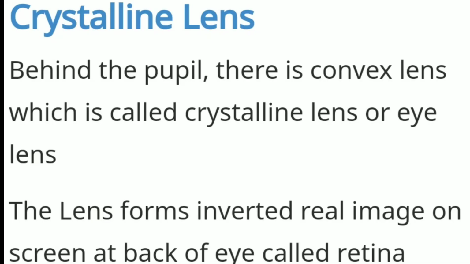Next is the crystalline lens, which is a convex lens or a converging lens. It is placed behind the pupil and it converges the light rays which fall on it and forms a real and inverted image on the retina, which is a screen at the back of the eye.